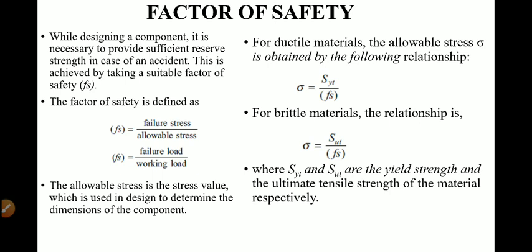So factor of safety is failure stress upon allowable stress. In any component, the failure stress is higher than the allowable stress, so factor of safety should be greater than 1. Next, for ductile material the design criterion is SYT, that is yield strength, and for brittle material the design criterion is SUT, that is ultimate tensile strength.